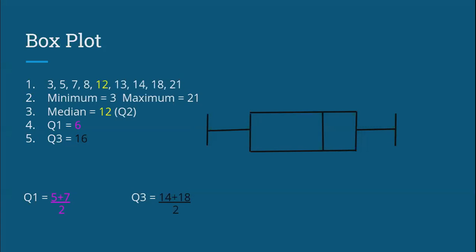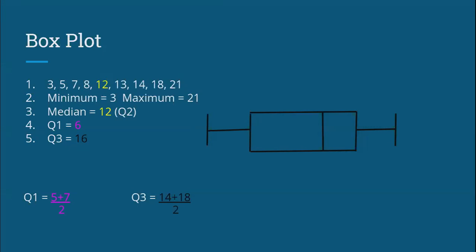So we see the data set has 9 terms. So we come in 4 from the right, come in 4 from the left, and we find the median of the data set is 12.